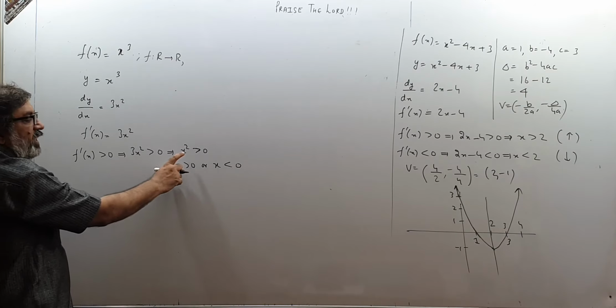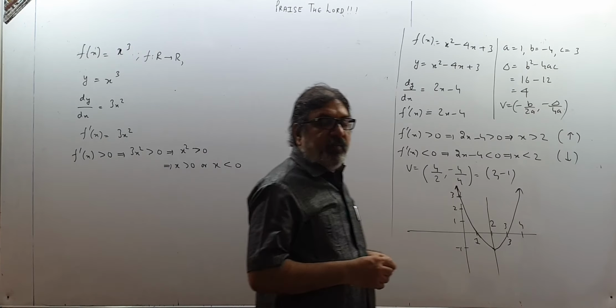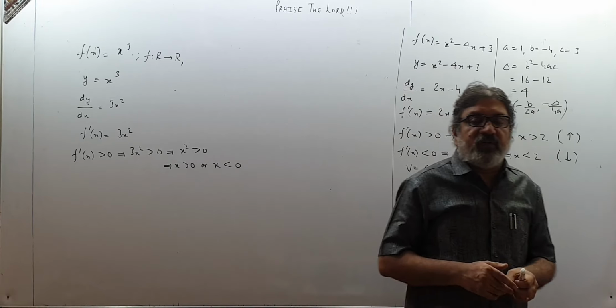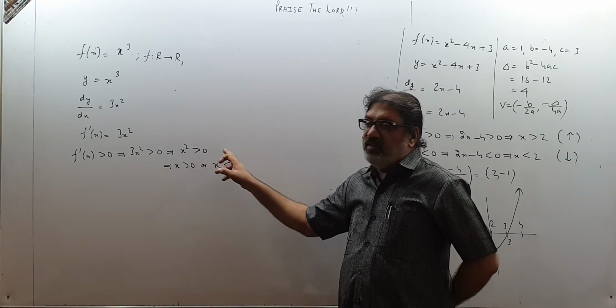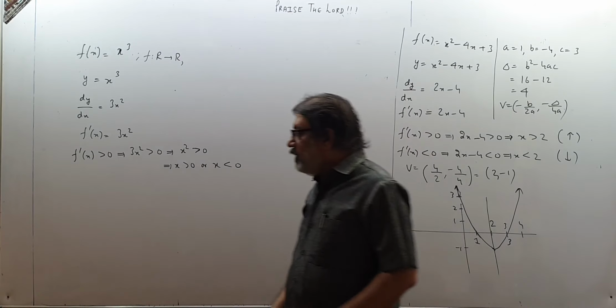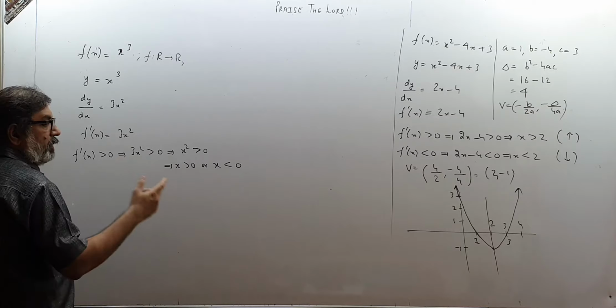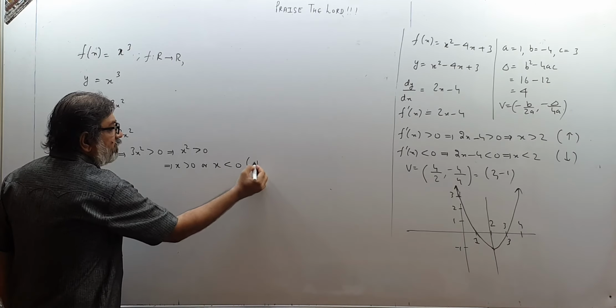You understand this point nicely? x square greater than 0 means what can be x? For all positive numbers, square will be positive. For all negative numbers, also the square will be positive. So when x square is greater than 0, x is either a positive number or a negative number. So for all positive numbers and negative numbers, my f dash x will be positive, and the function will be increasing for this range of x.